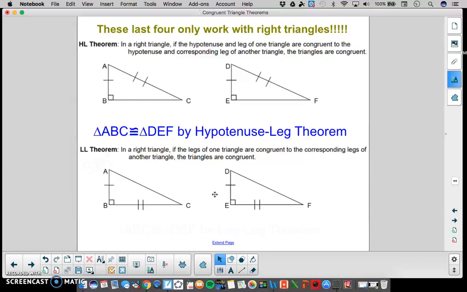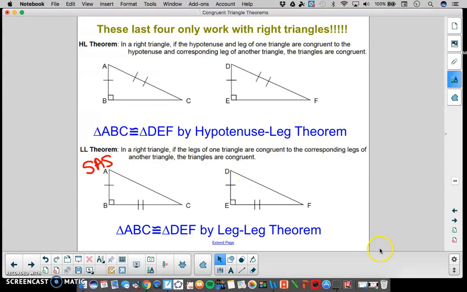So we know both sets of legs are congruent in both triangles, which means we could prove these triangles congruent by the leg-leg theorem. So triangle ABC is congruent to triangle DEF by leg-leg theorem. You might notice that this theorem is very closely related to one we've already talked about. Notice that this one actually comes from side, angle, side. So whenever looking at leg-leg, know that side, angle, side is also a possibility.